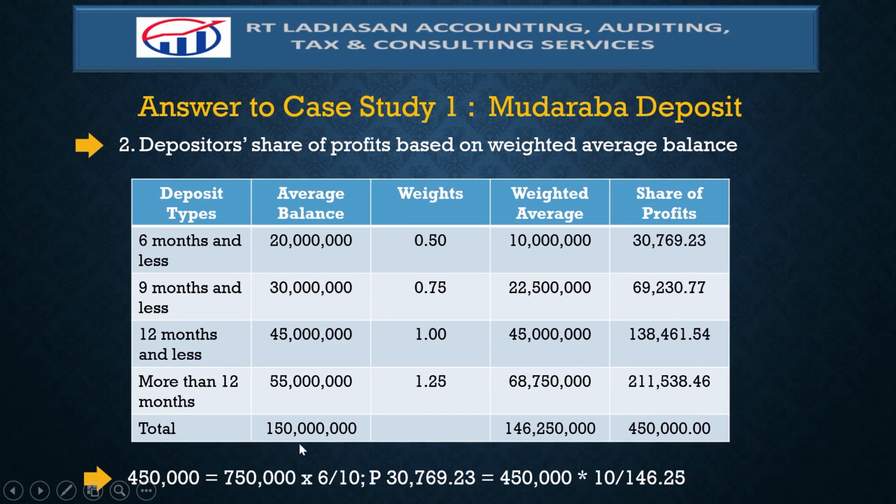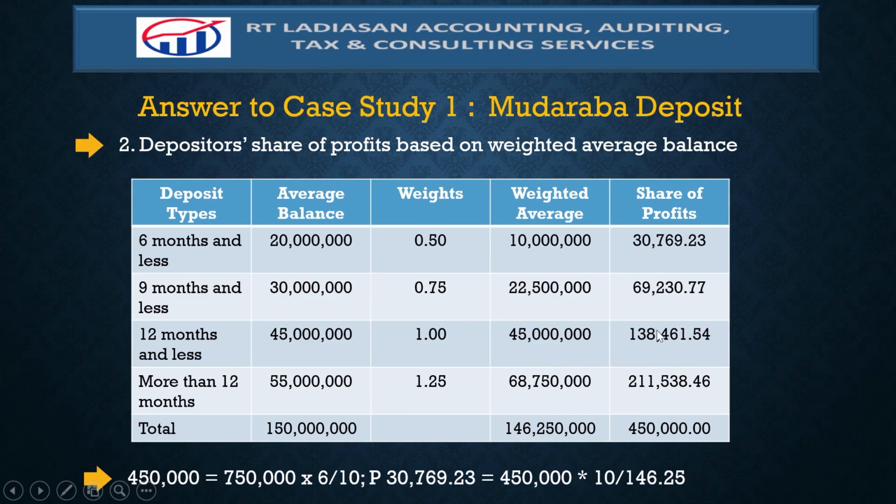Based on the facts of the case, the total profit is 750,000 pesos, but depositor has a share of 60% based on the agreed ratio under the Mudaraba contract. Hence, the profit attributable to depositors is 450,000 pesos. And this is the amount to be distributed to respective deposit types based on the weighted average balance.